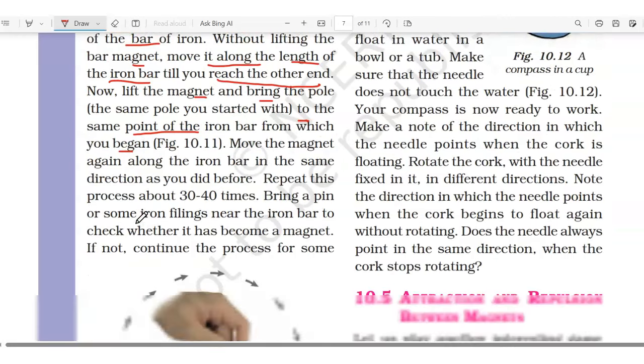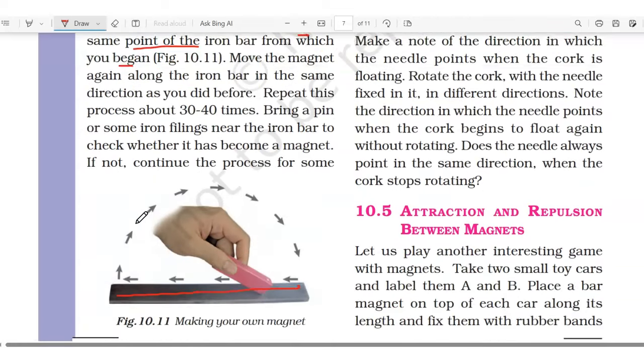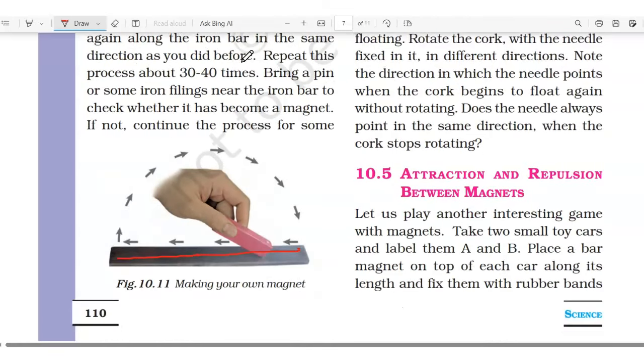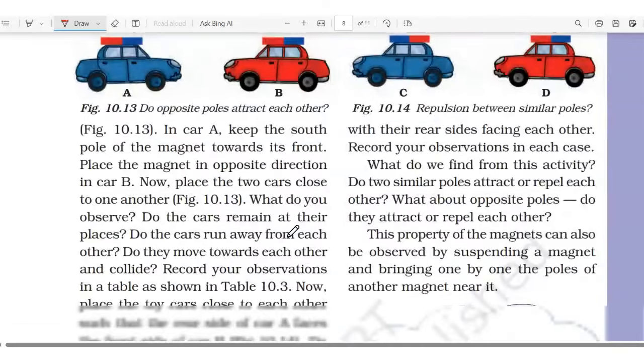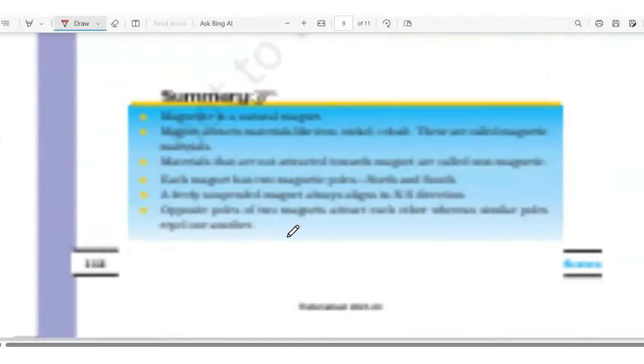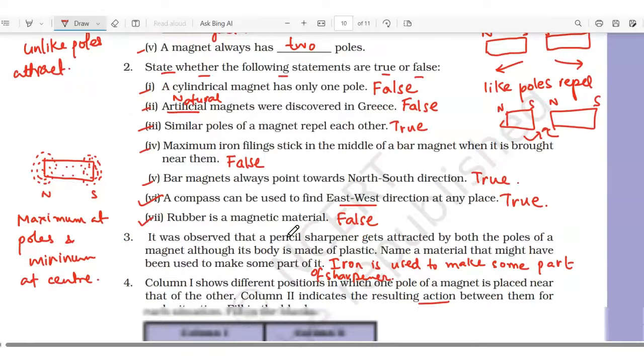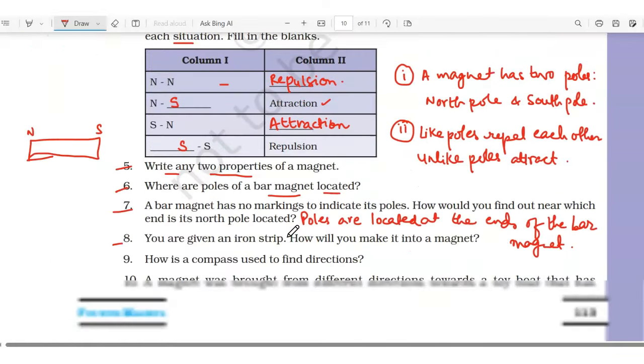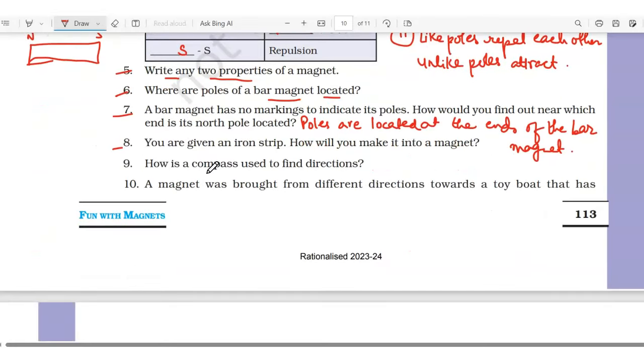Okay, move the magnet again along the direction as you did before. Repeat this process 30 to 40 times and you will see this iron bar will be converted into a magnet. Okay, and suppose it doesn't, you have to continue the process for some more time until it turns into a magnet. So that's quite simple and easy. So question number 8 done.